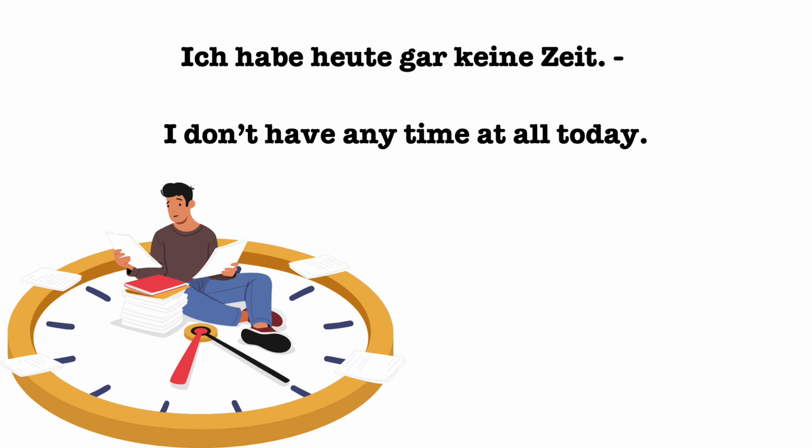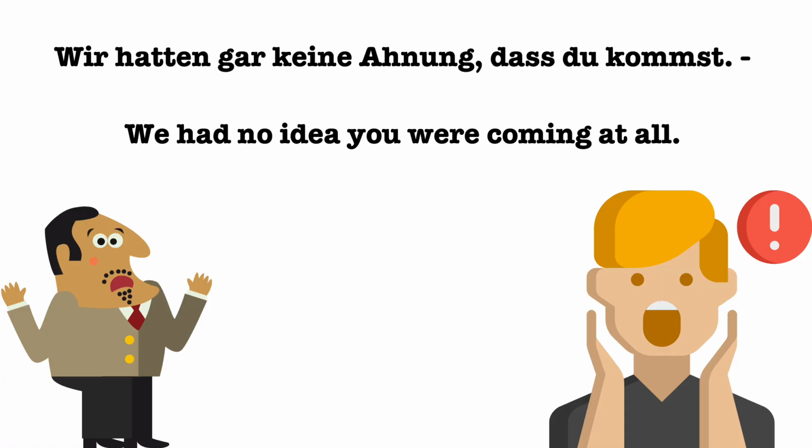Gar and rein, adding intensity. Gar and rein are used to add intensity to statements, either emphasizing the total lack of something or reinforcing a point. Ich habe heute gar keine Zeit. I don't have any time at all today. This stresses the complete lack of time. Wir hatten gar keine Ahnung, dass du kommst. We had no idea that you were coming at all. This emphasizes the total surprise of the situation.